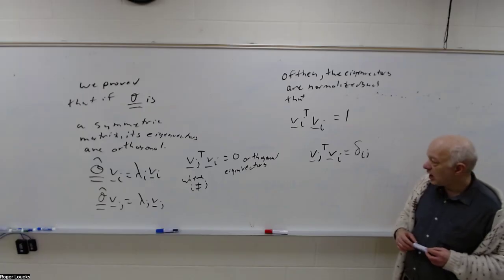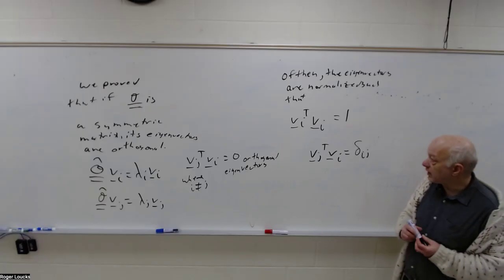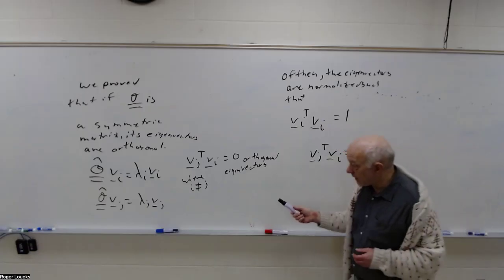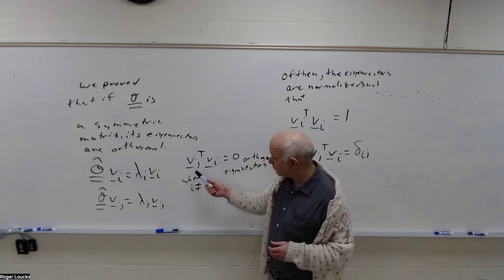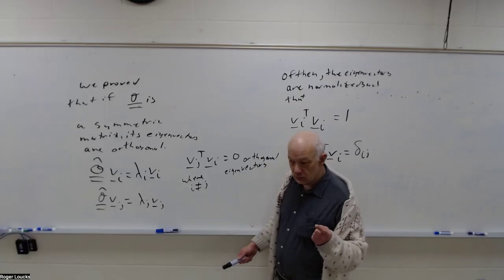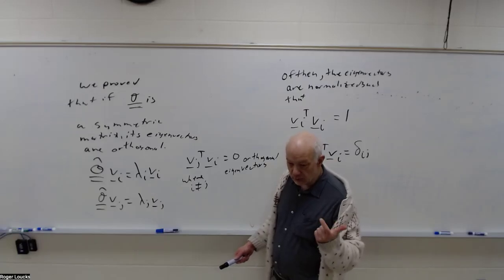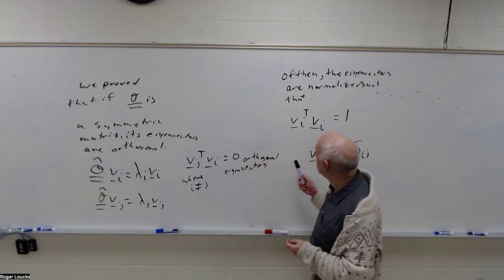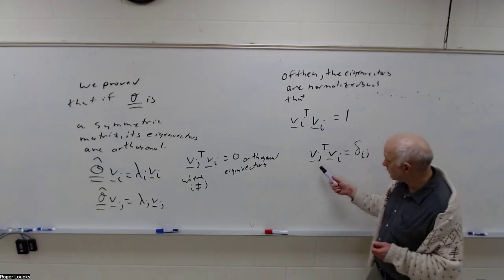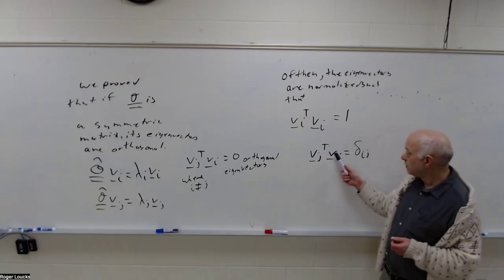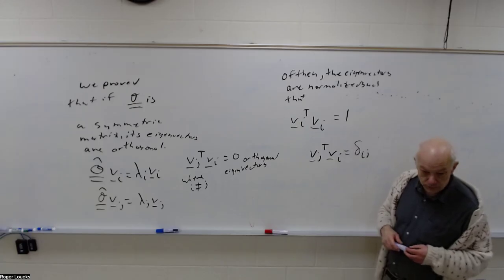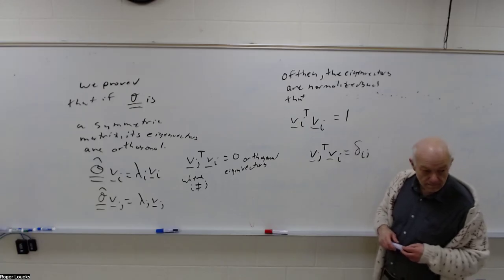Again, when you take quantum mechanics, you're going to say that your eigenvector should multiply by the dagger of another eigenvector. What's dagger? It's the transpose followed by the complex conjugate. Then you're going to say v_i dagger v_i equals 1, and v_j dagger v_i equals delta_ij. That's what you're going to have in quantum mechanics. Okay, that makes sense?